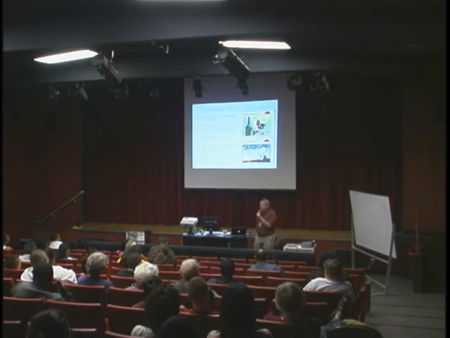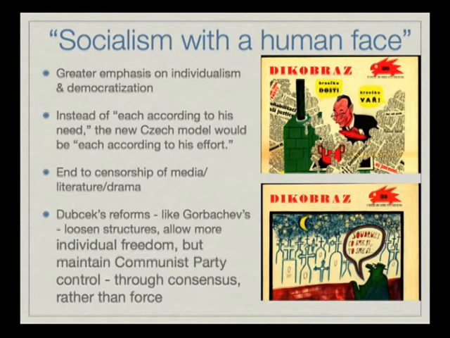This new kind of reform communist movement developed under Dubcek throughout 1968. Certainly by April 1968, it's well underway. And as we see here, some of the key elements about this. One is there's a greater emphasis on individualism, on being able to do what individuals want to do, encouraging that. And instead of the communist model, which is each according to his need, it would be each according to his effort. In other words, you need to have a little incentive if you're going to make the system work. There was an end to censorship in media and literature and drama, and that itself was probably the most key event of the entire reform.